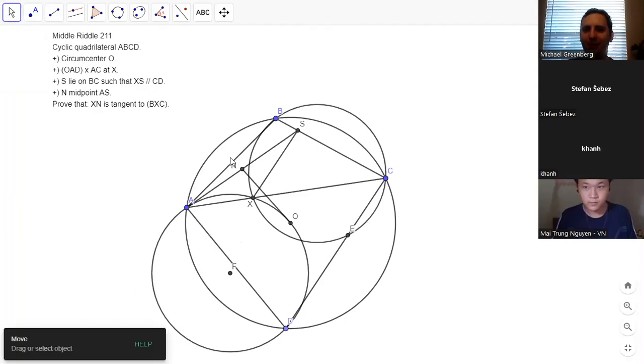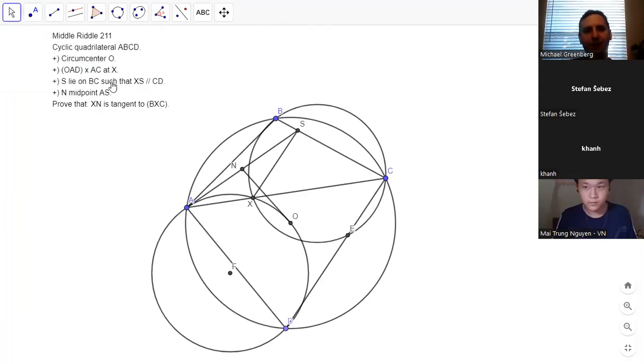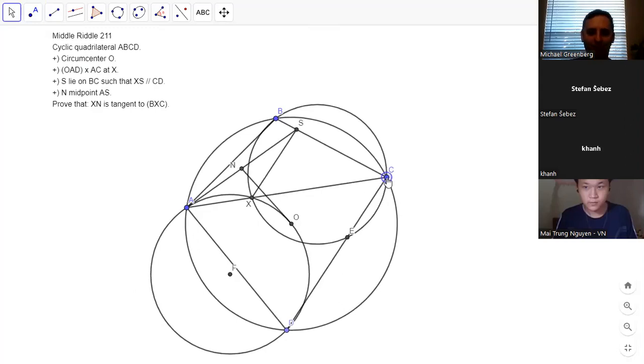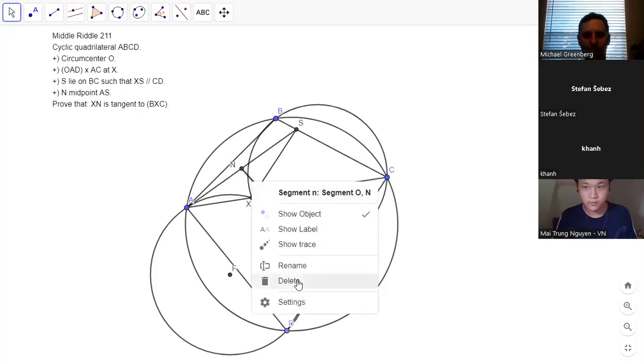Yeah, this problem's so asymmetric. It's like you try to see where AOD meets AC. It's very weird. Oh no, this isn't perpendicular because NS is not a... I don't know why I thought that. Yeah, AS is not a chord.